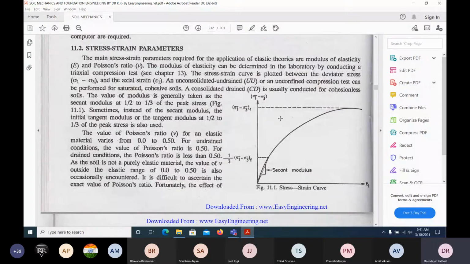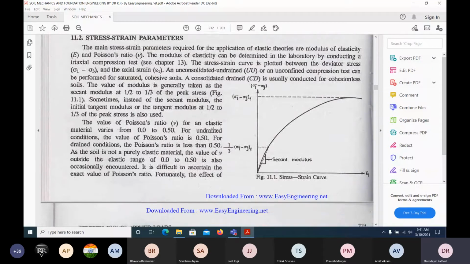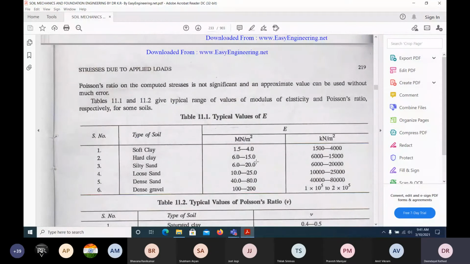But in the soil modulus we have different types: initial modulus, secant modulus, and the like. Generally we consider this secant modulus. Here we draw a secant and draw the slope of this one. That would be taken at one third of the total, whatever you get at the failure. And we can find out the Poisson's ratio also. Poisson's ratio is also given in this particular table.